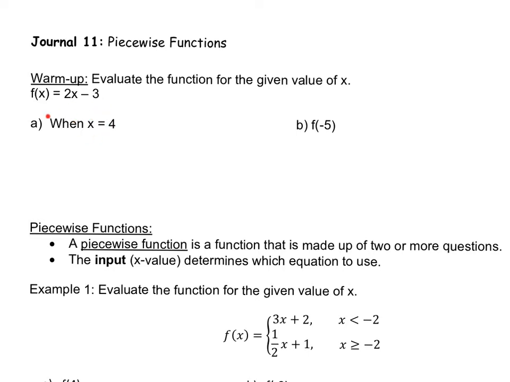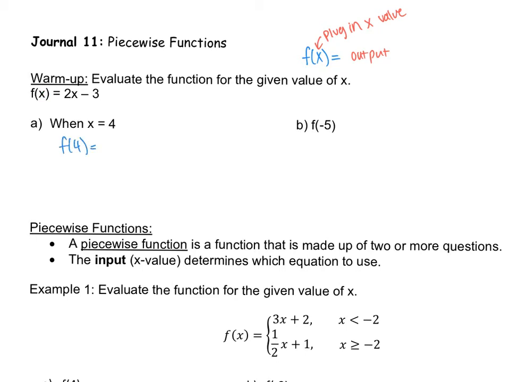So for part A, it's asking us when x is equal to 4, what is your output? So what we have to do is understand that whenever we're given an f of x notation, that is saying we got to plug in some sort of x value. We got to plug that into our function and we'll get some sort of output. Or usually we can think of this as the y value. So let's go ahead and set that up here for x equals 4. So we're going to plug this 4 in for f.